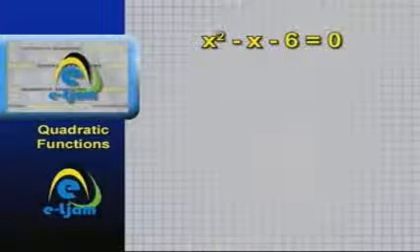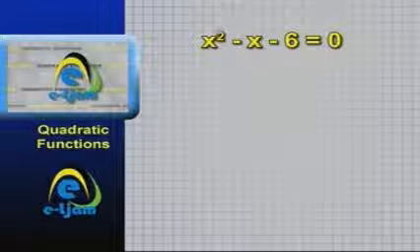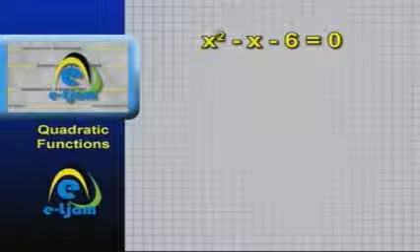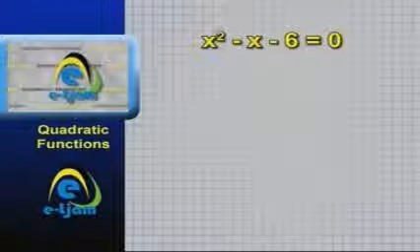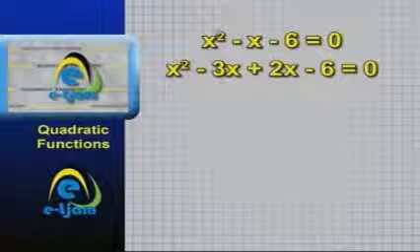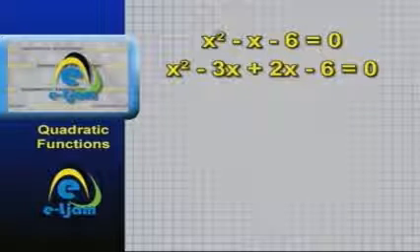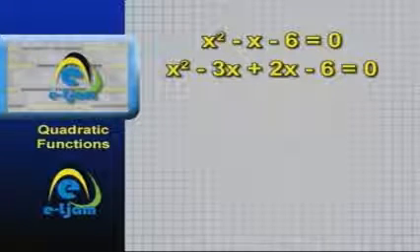Okay, now let us solve the equation x squared minus x minus 6 equals 0 by factorization. We multiply the first and last terms, which gives negative 6x squared. We then find two factors of negative 6x squared, which when added together give us negative x. These factors are negative 3x and 2x.